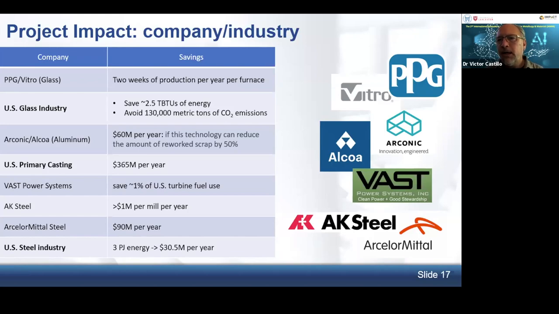We're also helping companies like Vast Power Systems. They are generating power using these gas turbines that are on the ground and using water to cool them, but they're figuring out how to inject the water in order to reduce the nitrate emissions. We're also working with the steel industry, AK Steel, ArcelorMittal, and their estimate is that they could save around 3 petajoules of energy, or about $30 million a year by reducing some of their issues with bad casting formations.